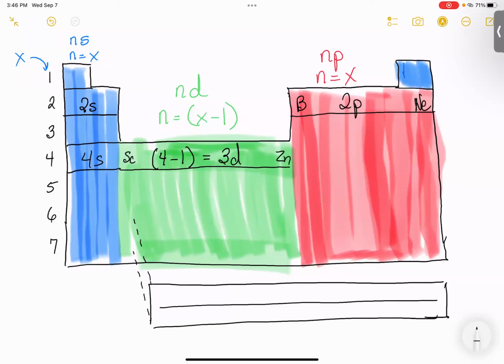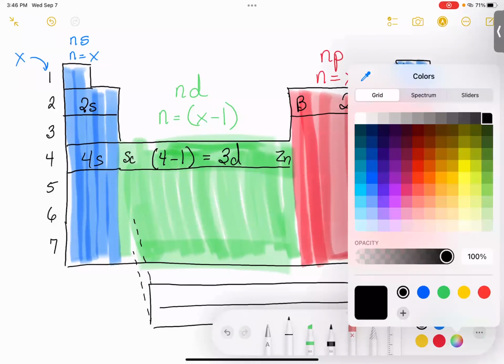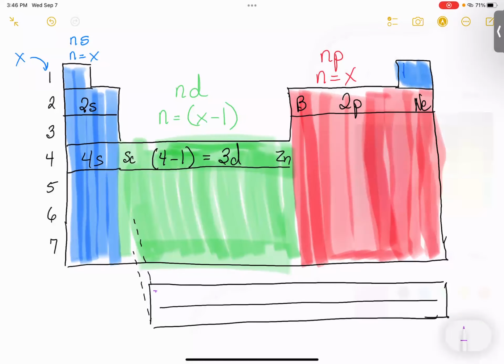Okay. Now, I gotta go find a pen for this one. Let's talk about the Lanthanide Actinides.